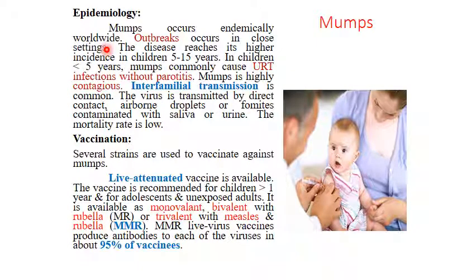Vaccination. Several strains are used to vaccinate against mumps. A live attenuated vaccine is available. The vaccine is recommended for children more than 1 year and for adolescents and unexposed adults. It is available as monovalent, single, or bivalent with rubella, called MR, or trivalent with measles and rubella, called MMR. MMR live virus vaccine produces antibody to each of the viruses in about 95% of the vaccinated people or children.